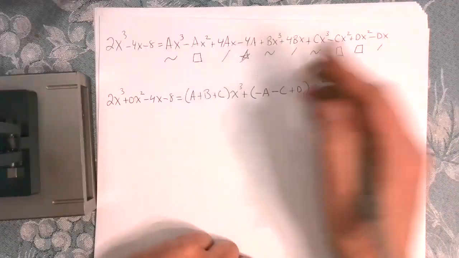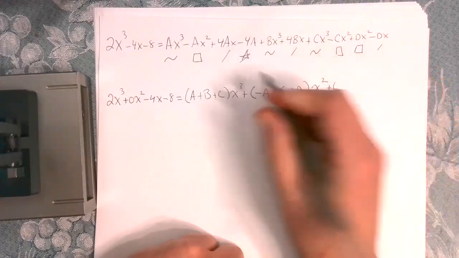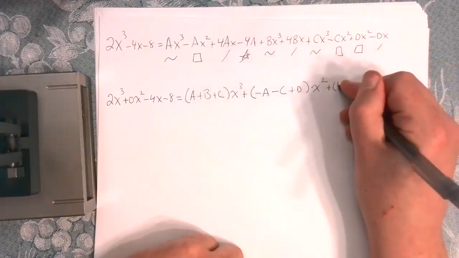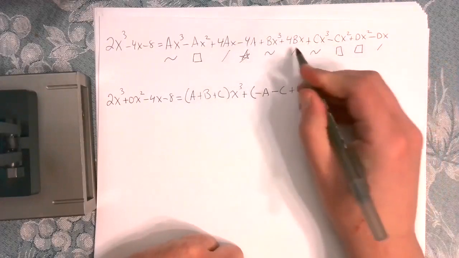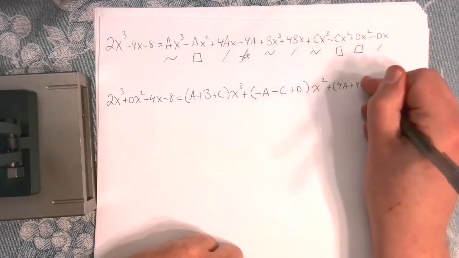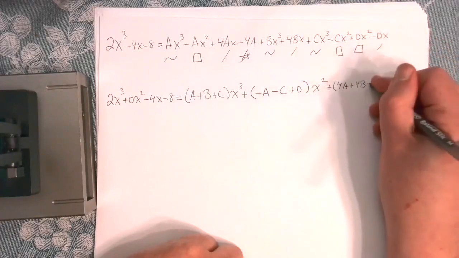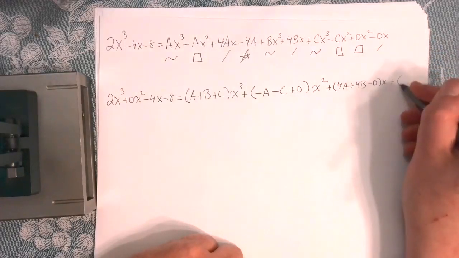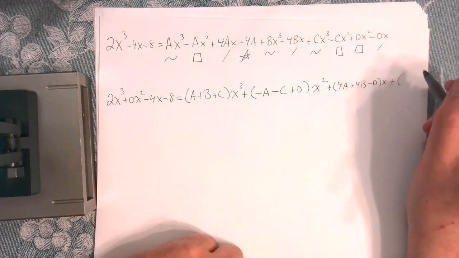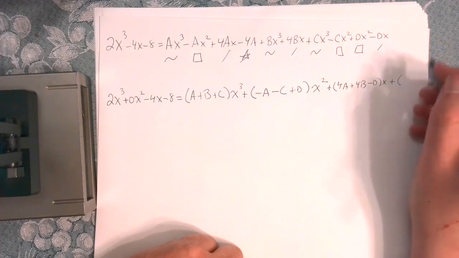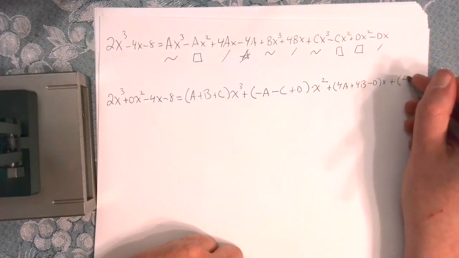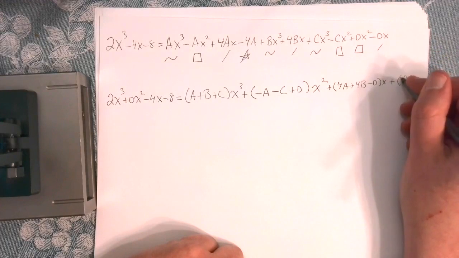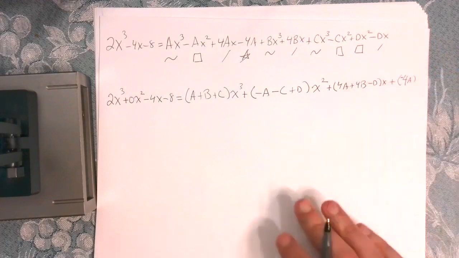And then my linear terms, my x to the first terms, right? So I've got, looks like, 4a plus 4b minus d times x. And I just have a single constant, right? I think 4a is my only constant. And I think that's minus, isn't it? That's minus. There we go.